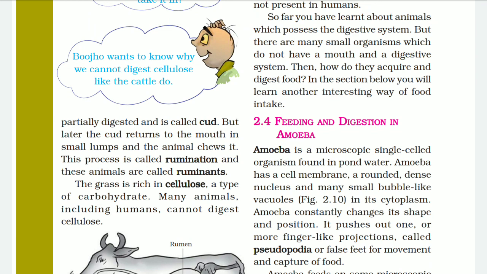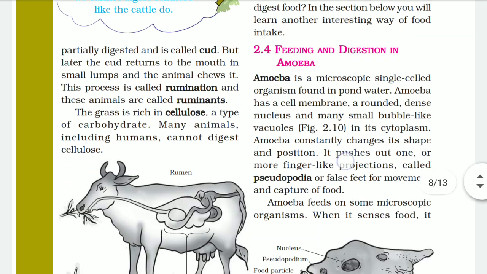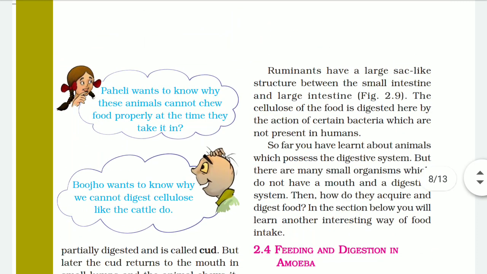Later the cud returns to the mouth in small lumps and the animal chews it. This process is called rumination, and the animals are called ruminants. The grass is rich in cellulose, a type of carbohydrate. Many animals, including humans, cannot digest cellulose. Ruminants have a large sac-like structure between the small intestine and the large intestine. The cellulose of the food is digested here by the action of certain bacteria, which are not present in humans but are present in the cow.